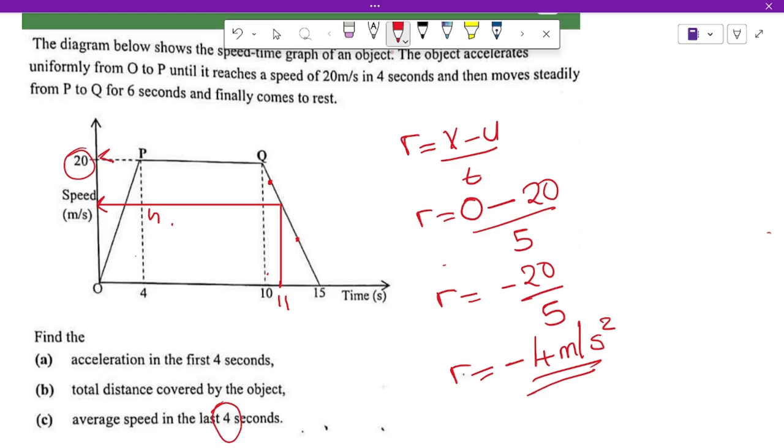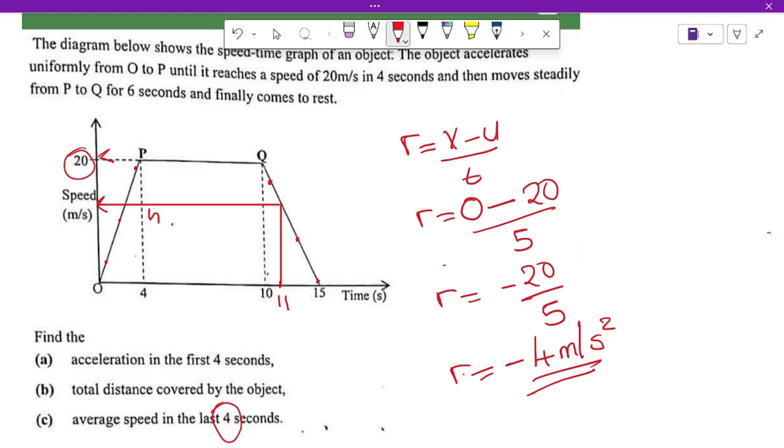It doesn't change at any point. The retardation just before it got to rest was still negative 4 meters per second. The acceleration, now this is important. I'm going to give you an assignment and then I'll need you to use this piece of information I'm giving you. The acceleration at this point is the same as the acceleration at this point. Same as the acceleration at that point.